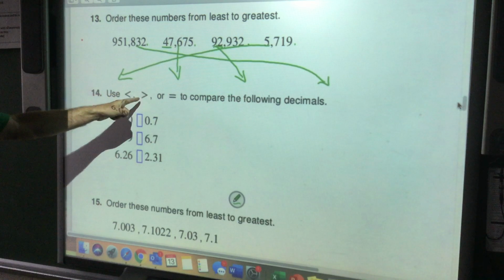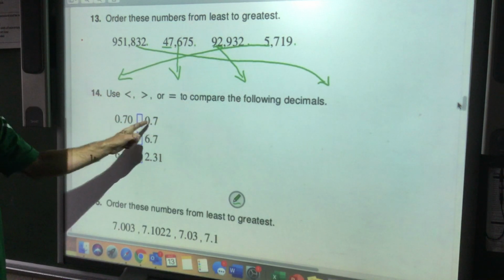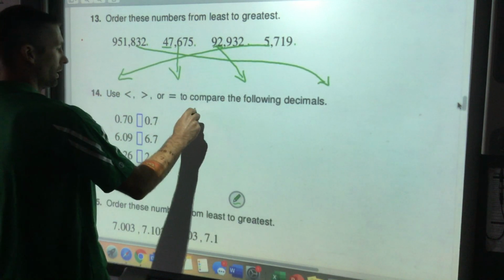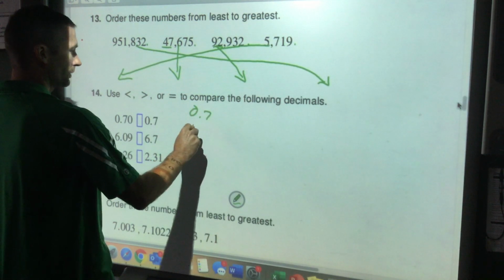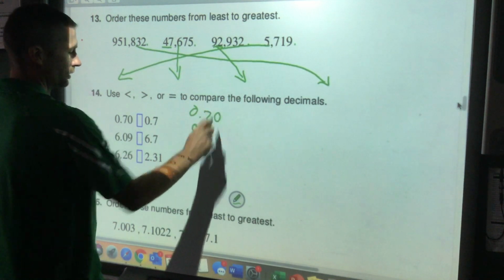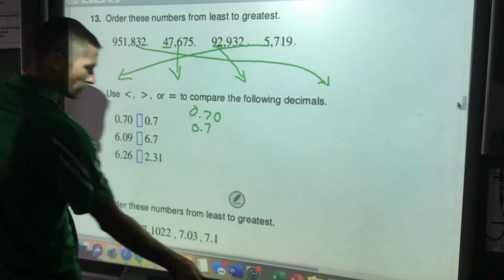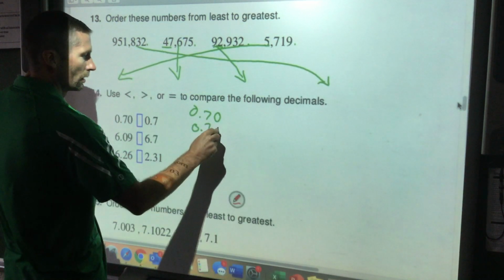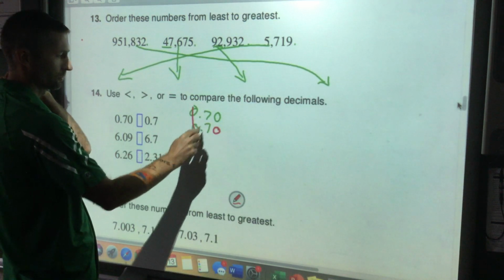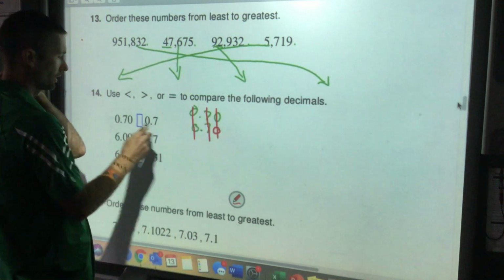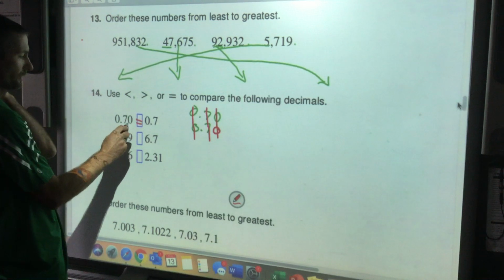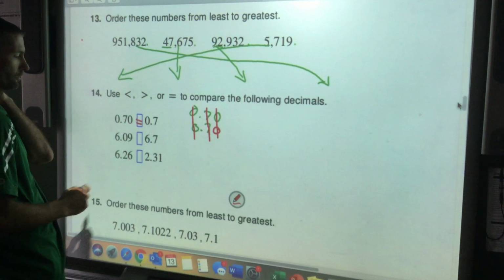Okay, use less than, greater than, or equal to compare the following decimals. Okay, so let's line the decimals. Let's line them up vertically so we can see them. Okay. Going left to right, let's annex a 0. Remember, we can always annex zeros. Those are the same, those are the same, those are the same. So these two are equals. 70 hundredths is the same as 7 tenths.